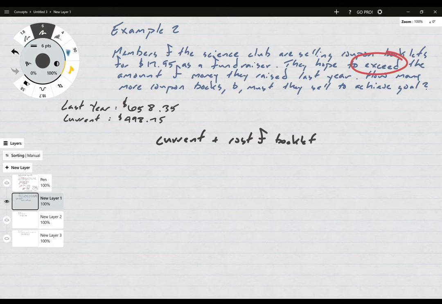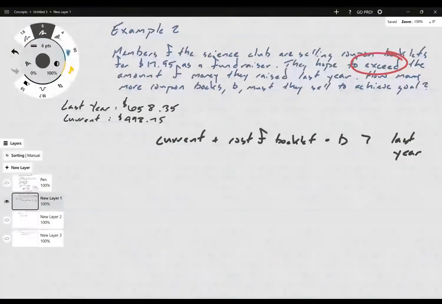And we're going to have to multiply the cost of the booklet by how many they sold, which is my variable B. And then compare that to last year's amount. And we know they want to exceed that amount, so it's going to be more than. So now we've written our inequality with words.